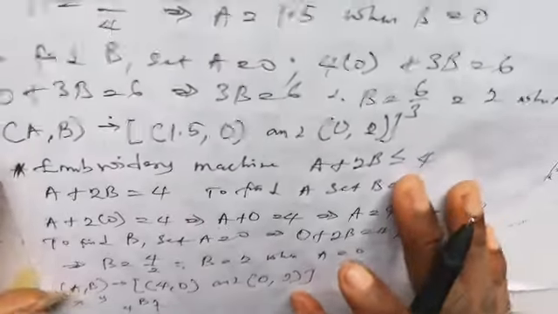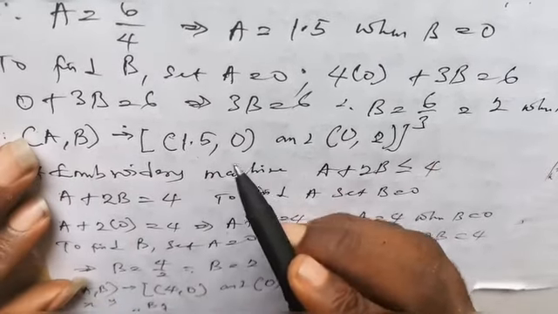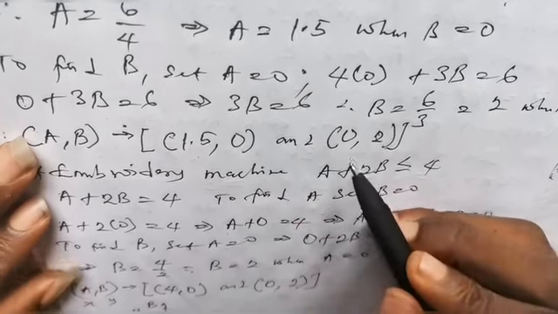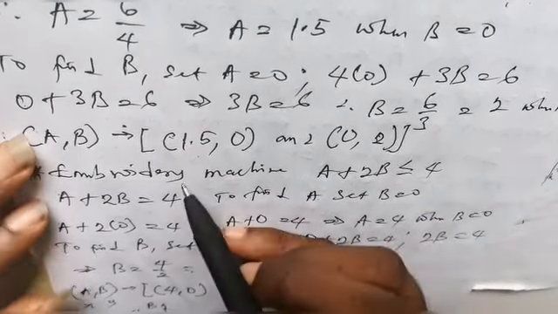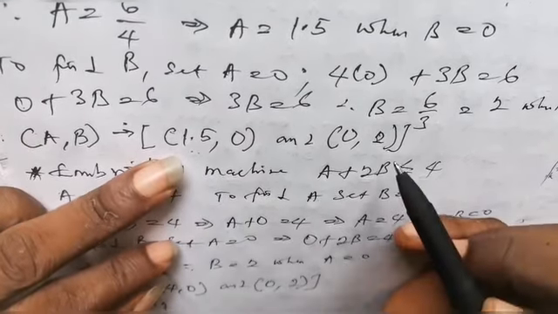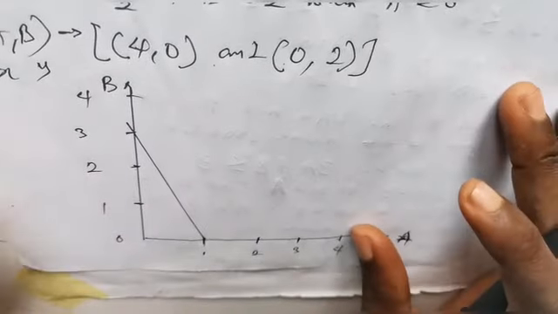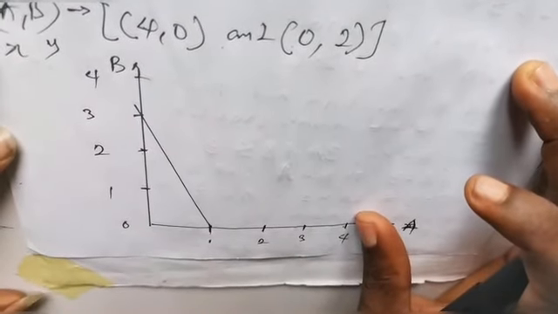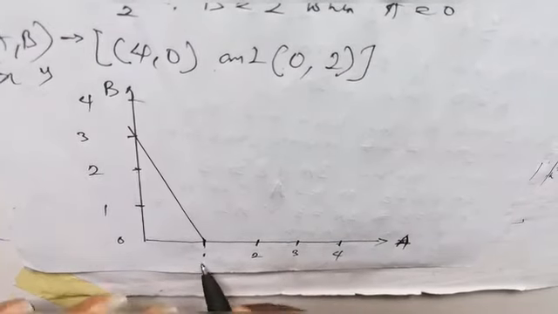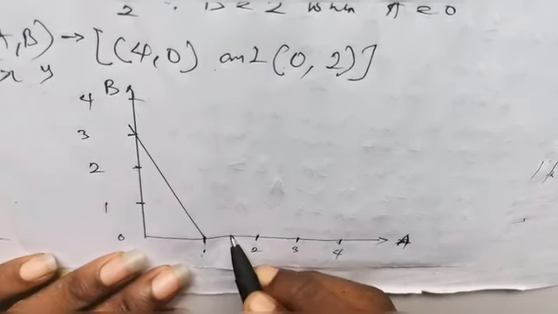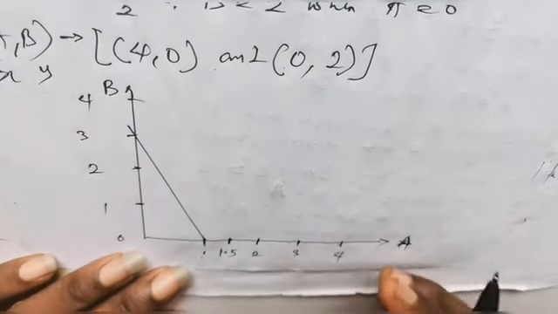For the cutting machine, the coordinates are 1.5 for A when B is 0, and when A is 0, B is 2. So all we are doing now is locating A as 1.5 and locating B as 2. So we move over to the graph and locate A as 1.5. This is A. Now, if here is 1 and here is 2, it means 1.5 should be in the middle.